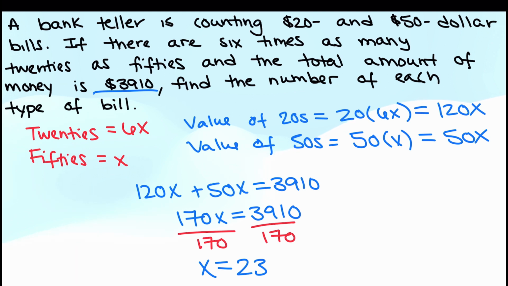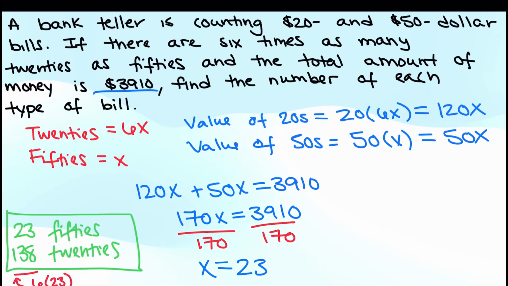Divide both sides by 170, and I get x equals 23. So looking over here to the left, x was my 50s. So we have 23 50s. And then to get the 20s, I take 6 times x. 6 times 23 is 138. So we've got 138 20s, 23 50s.